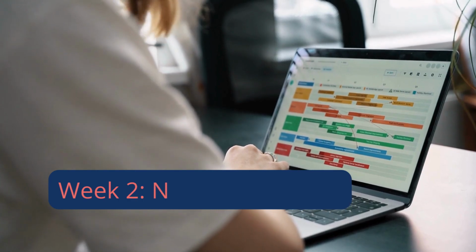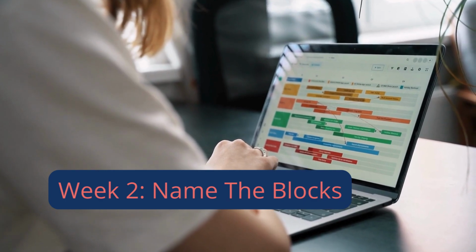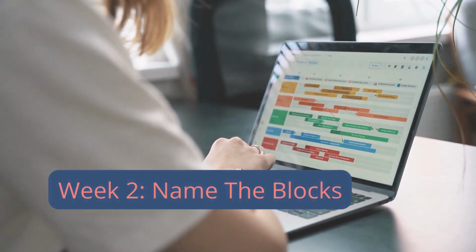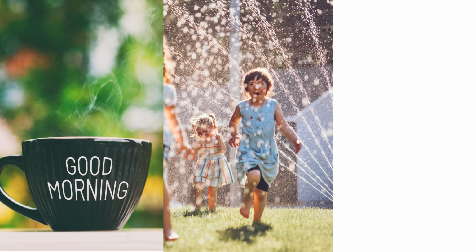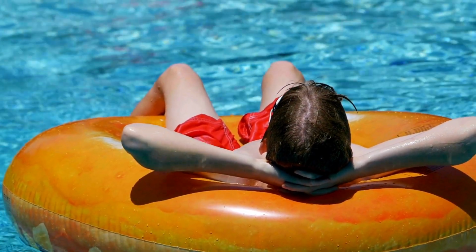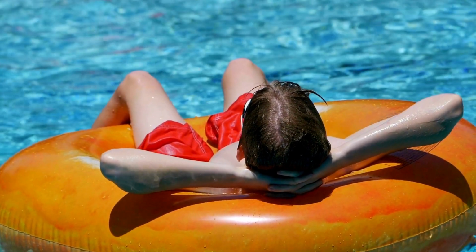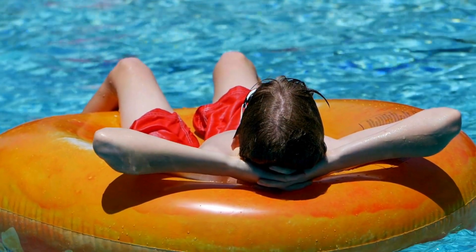Week 2 is to name the blocks. By this point, your anchors should be holding. Now you need to define the 3 time blocks: morning, afternoon, and evening. Start by casually naming them. What's your plan for the afternoon block? You're not policing yet, you're building vocabulary. By the end of week 2, your child should be able to tell you the shape of their day without checking anything.